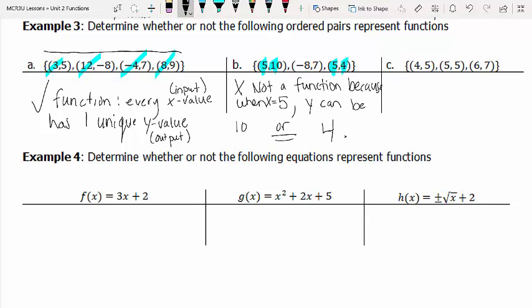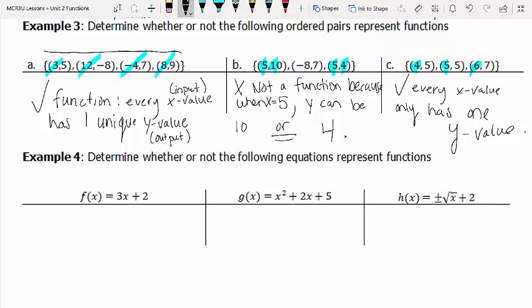Okay, let's check this next part. So we have 3 different points. We have all different x values, so that means that every single x value in this function only has one output. Okay, so now we know how to determine if a graph is a function, if a set of points is a function. Let's look at how to determine if equations represent a function.